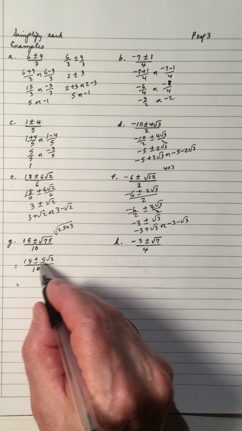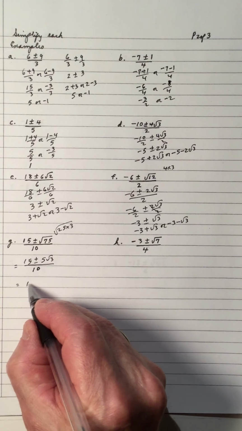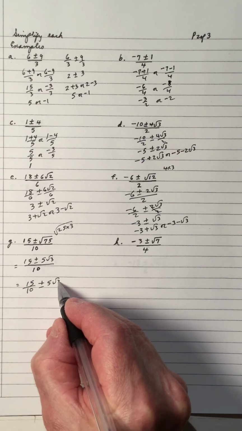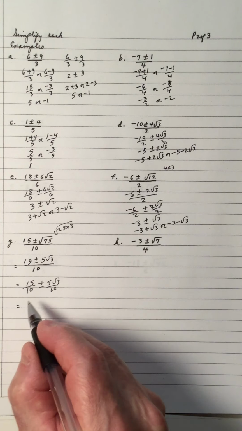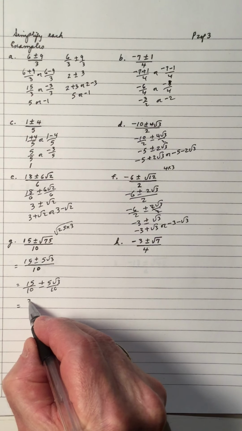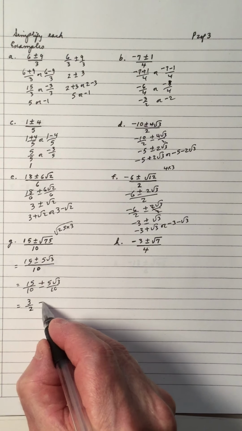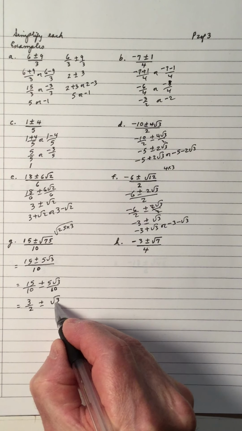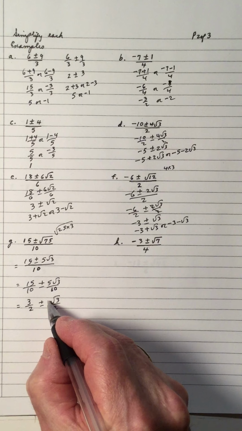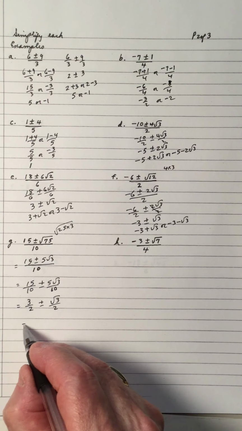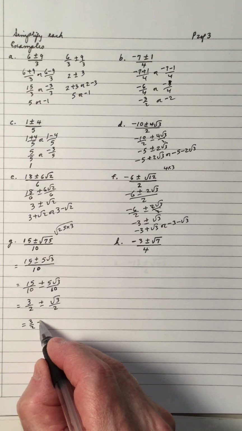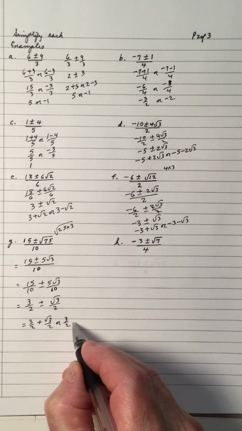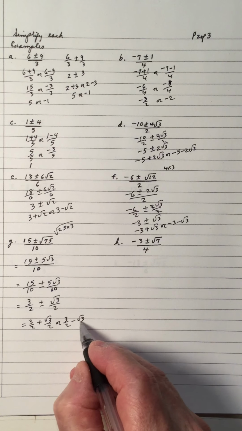Now, can we add and subtract these? No, because they're not like terms. So 15 divided by 10 plus or minus 5 root 3 divided by 10. So 5 into 15 goes 3, 5 into 10 goes 2, plus or minus 5 into 5 goes once, and 5 into 10 goes 2. So that's a 1 understood there, same as a half. So that's 3 over 2 plus root 3 over 2, or 3 over 2 minus root 3 over 2.